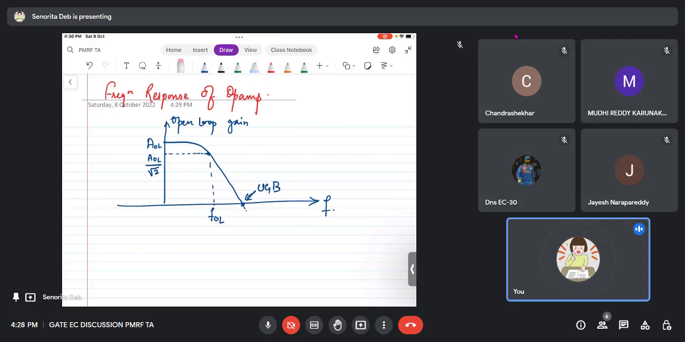Sorry, this should not be. Okay, let me take this as 0 dB only, so this will be unity gain. Okay, so this is one. This is the line one, or 0 dB.